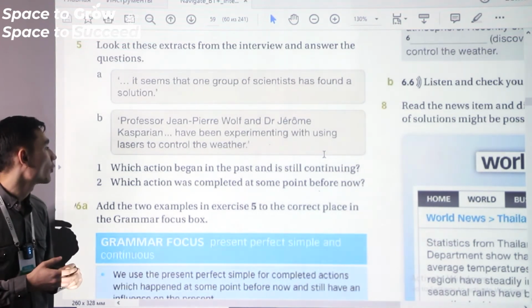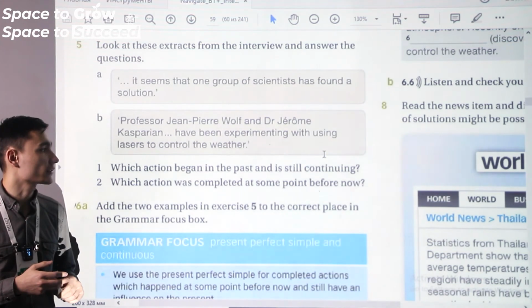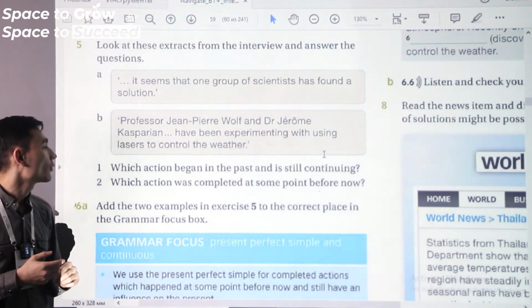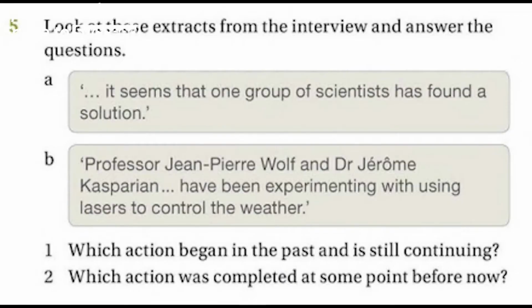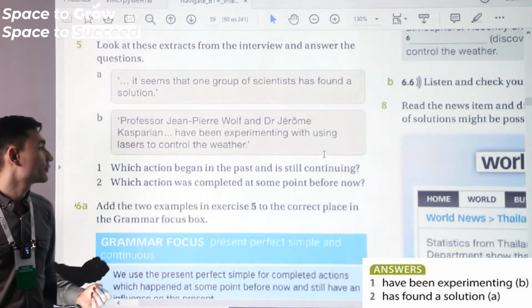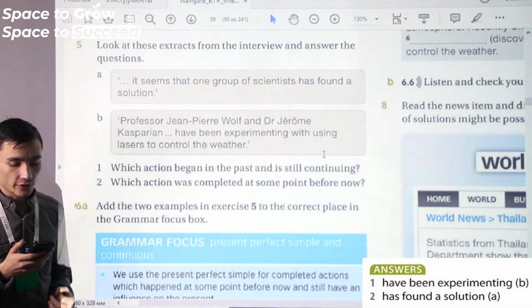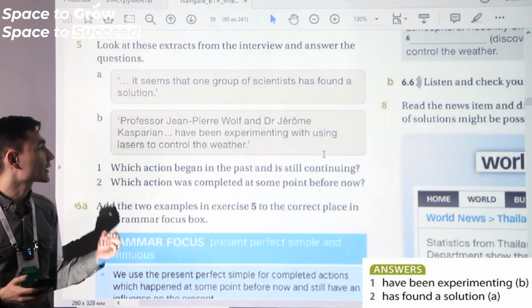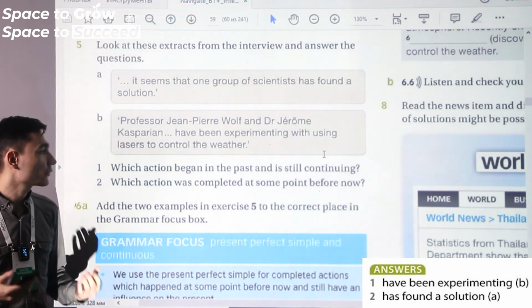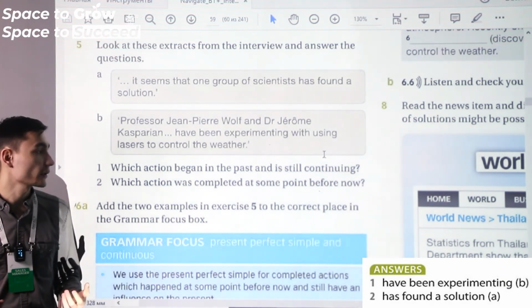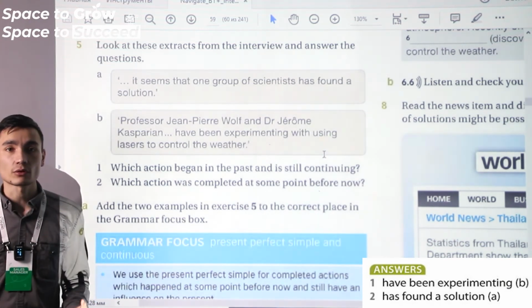And the questions are: 1. Which action began in the past and is still continuing? And 2. Which action was completed at some point before now? And the answers are, as you see, the first one is B, because it's have been experimenting, still continuing, and the second one is A, has found a solution, at some point before now, it's completed already.